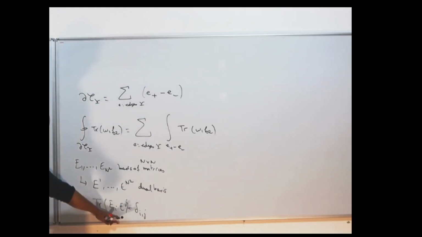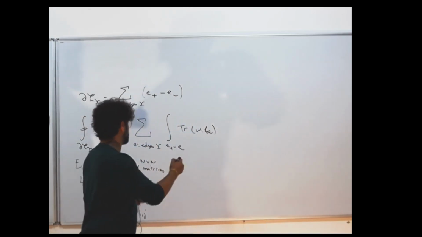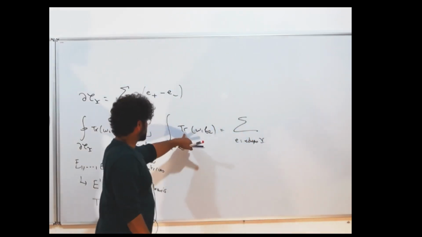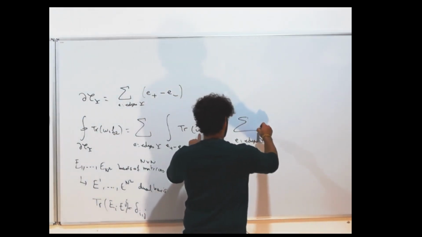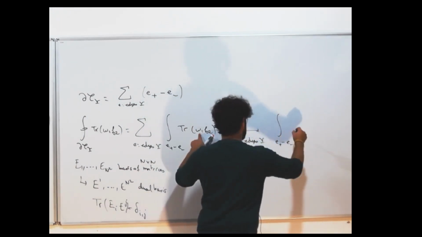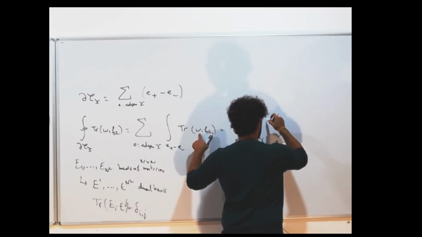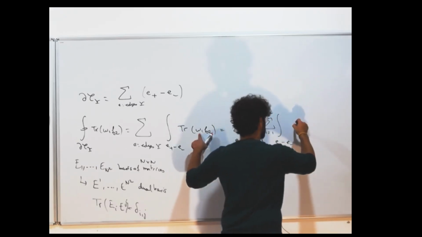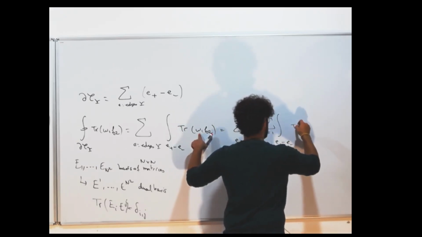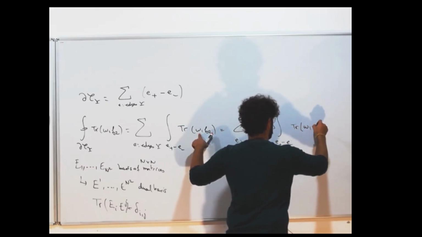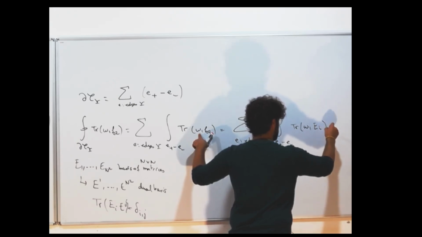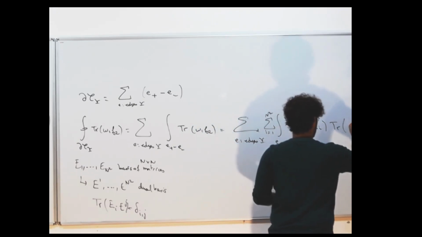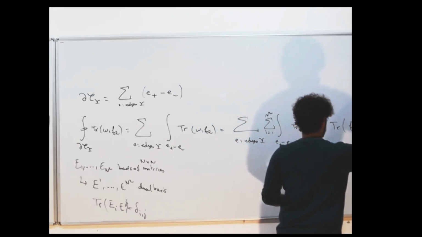Okay, so that means that we can write this trace here as, so sum, just an epsilon, basically as the product, so E plus minus E minus of now the sum from i equals 1 to n squared of, so basically the trace of omega 1 E_i times the trace of F2 E^i.